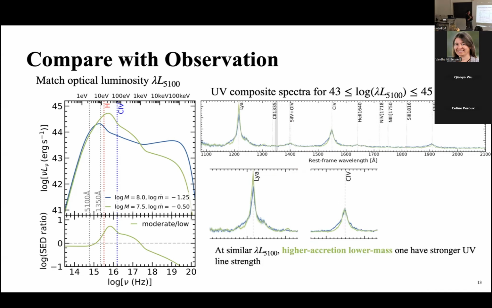With all those spectra, we generate composite UV spectra for the archival and proposed AGNs. We match their optical luminosity in a small range and composite them. Here the green one is a zoomed-in version. The green one has a slightly higher accretion rate, and its Lyman alpha line is way stronger than the blue one, which is consistent with this plot. It's not exactly the same, but this part is for illustration. The green one has higher accretion rate but lower mass at the same optical luminosity, so it has more ionizing energy in the hydrogen part.